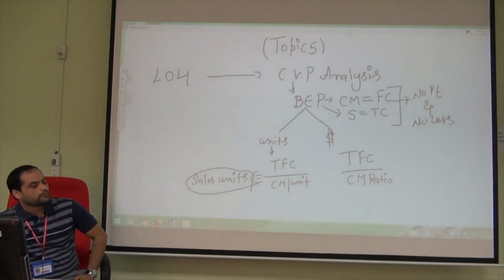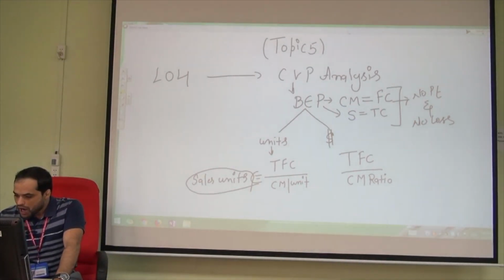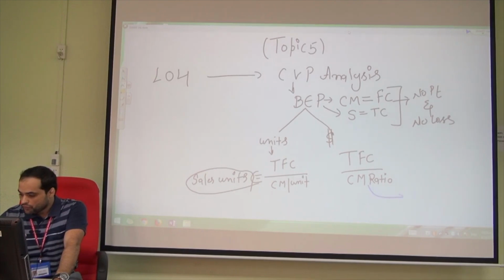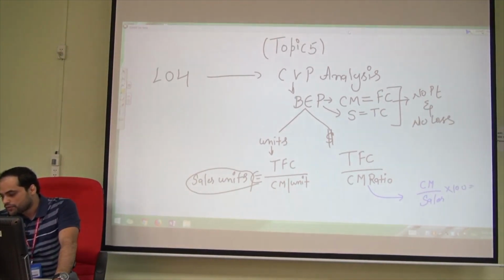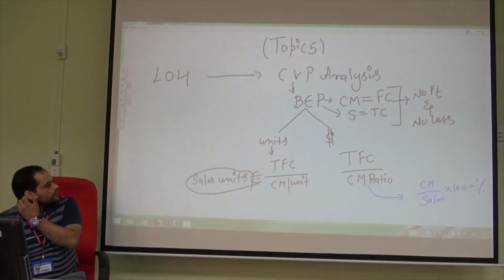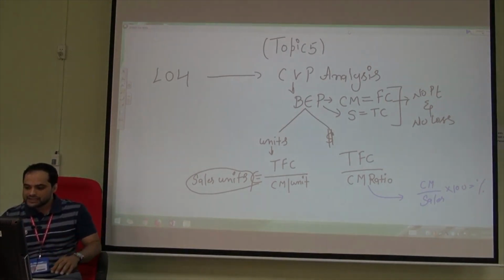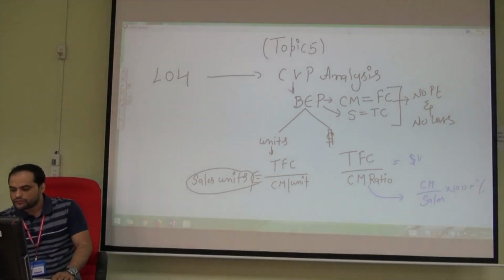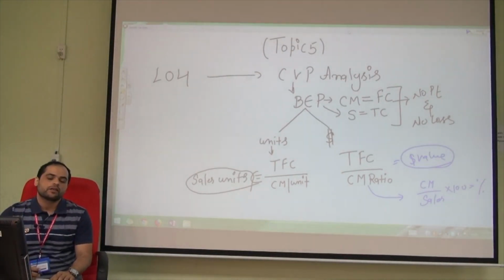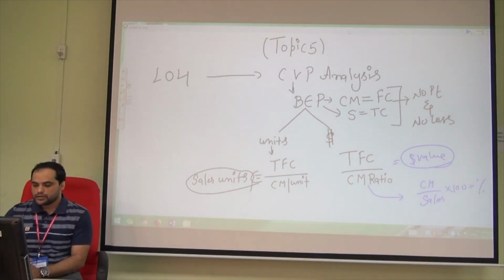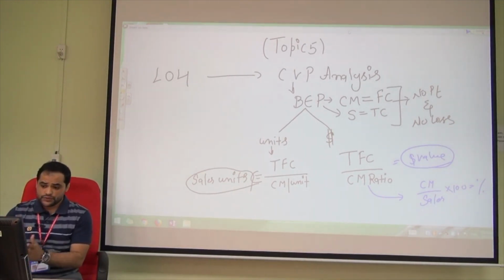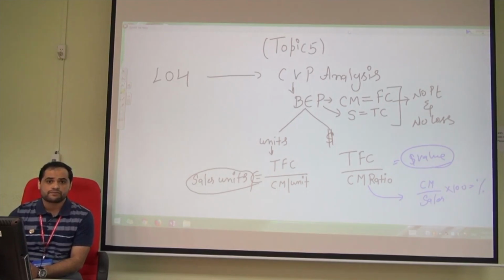So total fixed cost divided by contribution margin ratio. So how to calculate contribution margin ratio? The formula for contribution margin ratio is contribution margin divided by sales. All right. That is your contribution margin ratio. By applying this formula, you will get a dollar value. That dollar value means the revenue that we are generating in order to have a break-even. So that's about units and the dollars. You can have a look at some numerical examples which are given in your next slides.